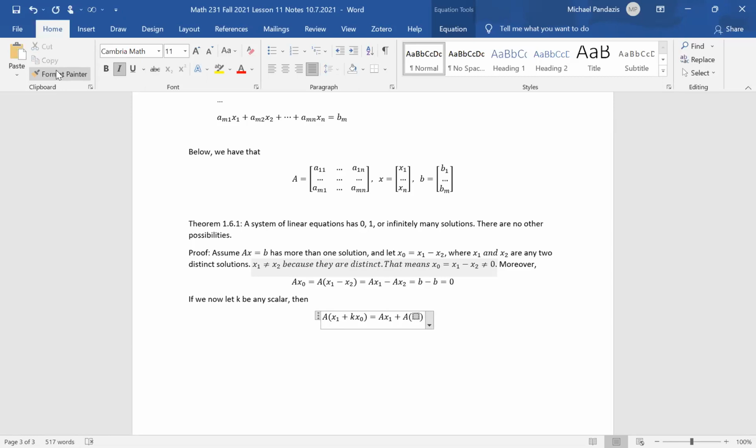Just have to fix the parentheses. Kx naught. There we go. Okay. And this is equal to ax1 still, plus, and I can move the constant out. So it's k times ax naught. These are my matrix properties that we talked about earlier.